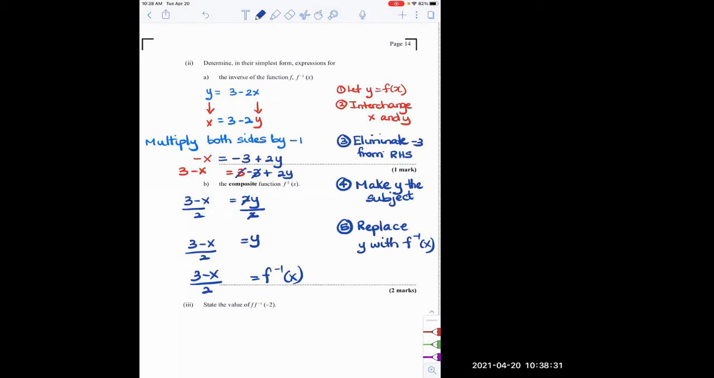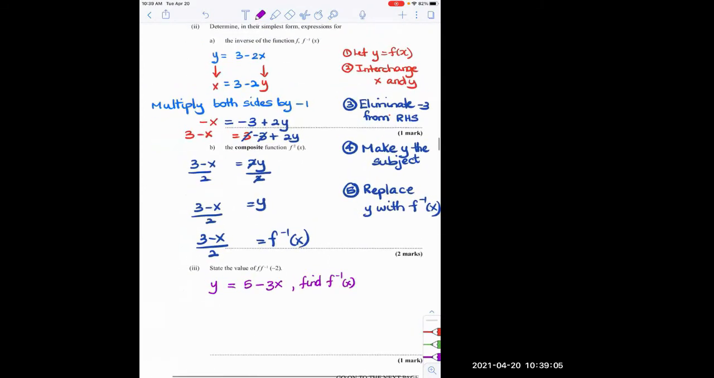Miss, which paper is this? This is January 2021. So do this one for me as practice. y is equal to 5 minus 3x. Find f inverse. So go ahead, follow the same steps and do that question.